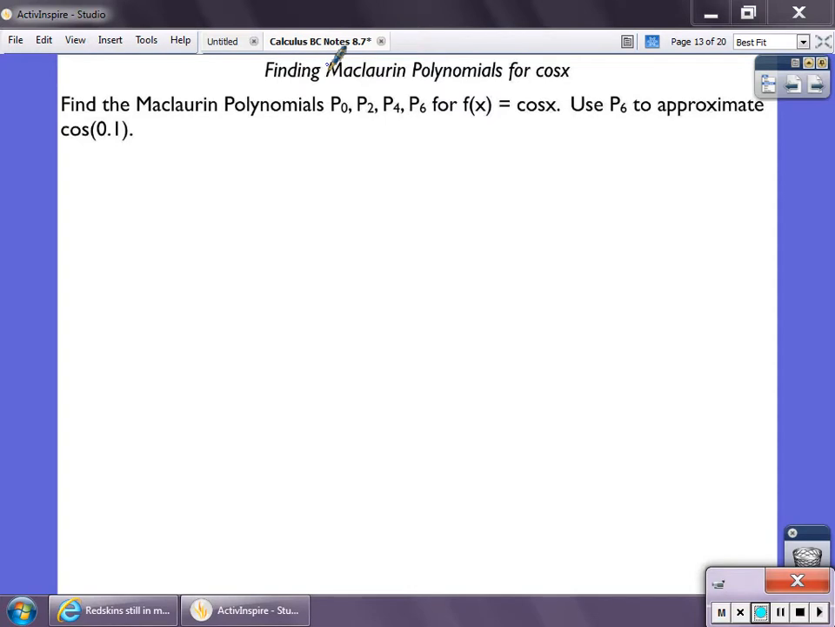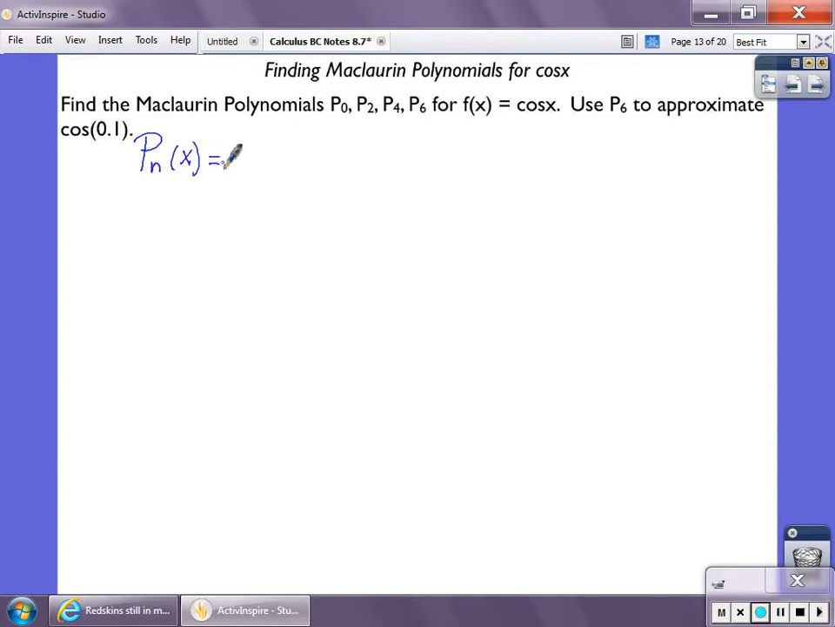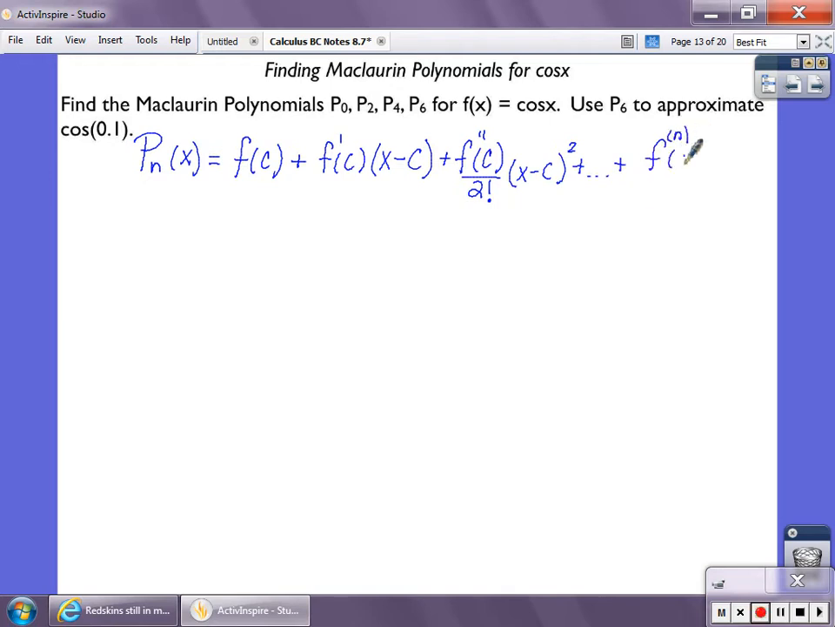So I always like to write down my little polynomial. Helps me memorize: p sub n of x is equal to f evaluated at c plus f prime, the first derivative, evaluated at c, technically divided by 1 factorial, but we know 1 factorial is 1, times x minus c to the first power, plus f double prime of c over 2 factorial times x minus c raised to the second power, plus dot dot dot, plus the nth derivative of c over n factorial times x minus c raised to the n power.